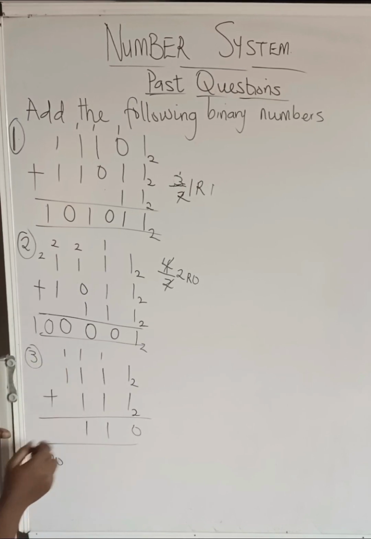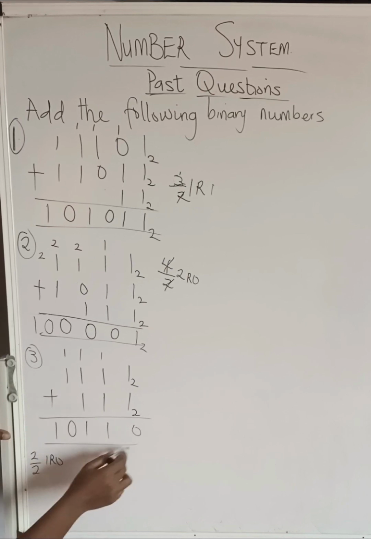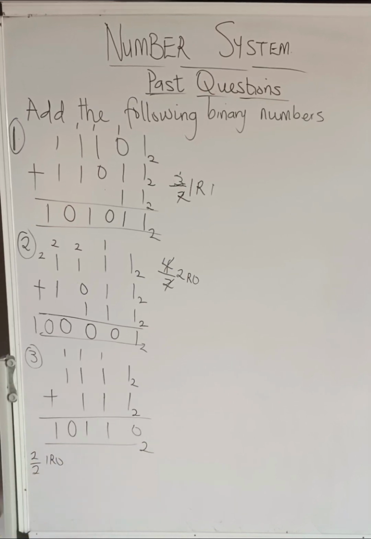1 plus 1 is 2. 2 divided by 2 is 1 remainder 0. We write our remainder first and carry our 1. So this is our answer in base 2.